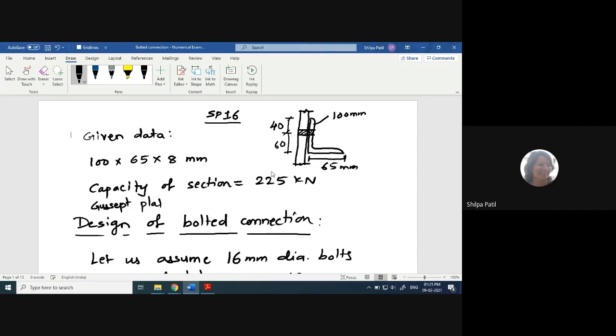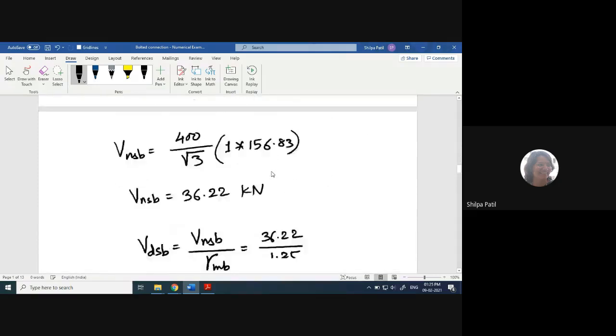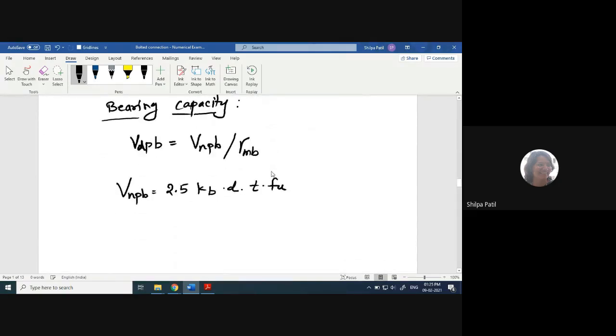I will write down the gusset plate thickness, which is 10 mm. Out of these two values, the least value we have to use as the t value in the formula. So here the t value will be 8 mm.